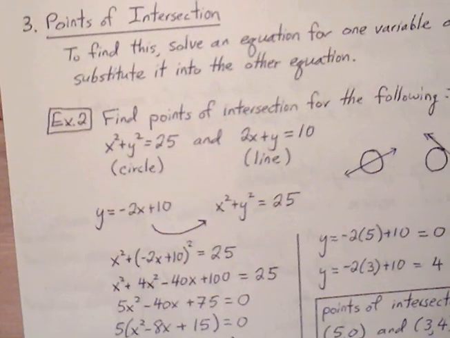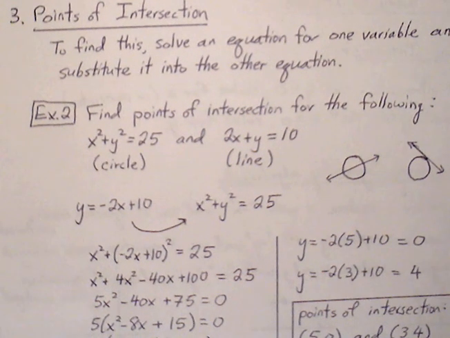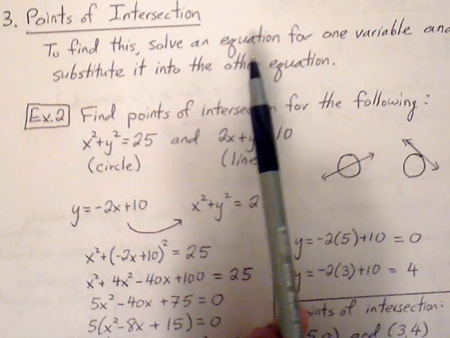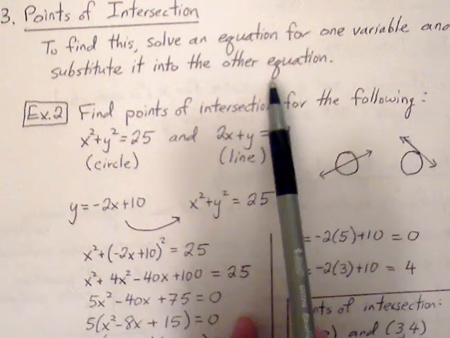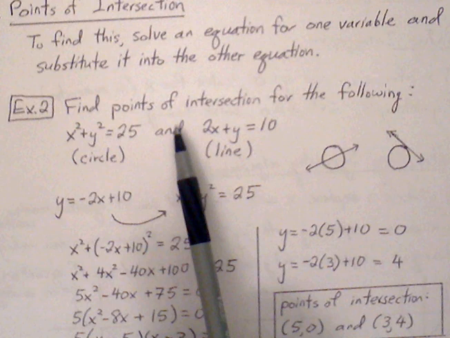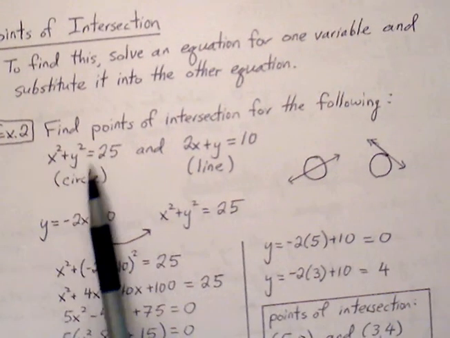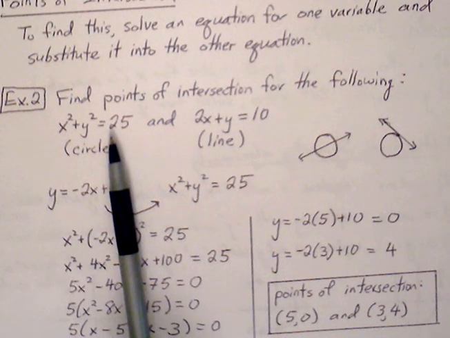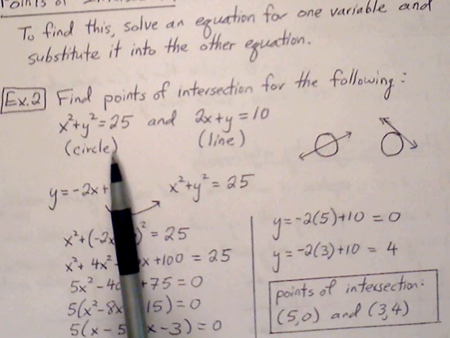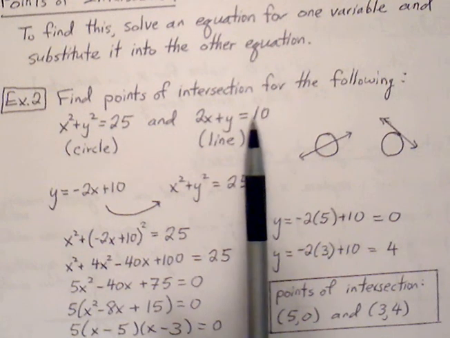All right, finding points of intersection. The way we do this is we solve an equation for one variable, and then we substitute it into the other equation. So let's look at example 2. Find the points of intersection for the following. We have x squared plus y squared equals 25. This is a circle centered around 0, 0 with a radius of 5. And we have a linear equation, 2x plus y is equal to 10.